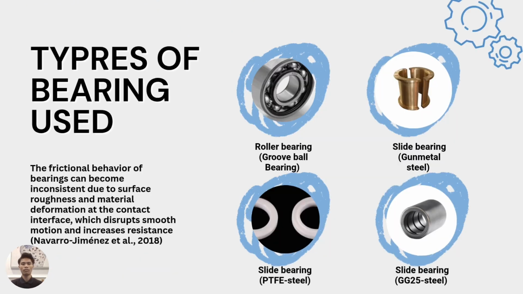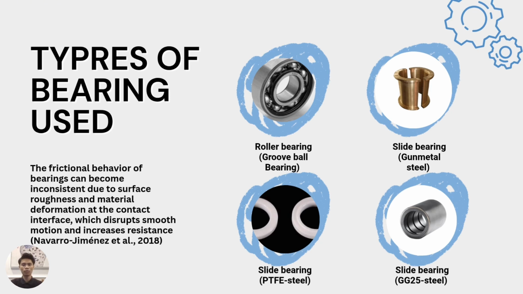We go to the types of bearing used. In this study, several types of bearing were used to observe differences in frictional behavior. According to Navarro Jimenez et al. 2080, the friction performance of bearings may vary due to surface roughness and material deformation at the contact area. These factors interfere with smooth motion and lead to increased resistance.